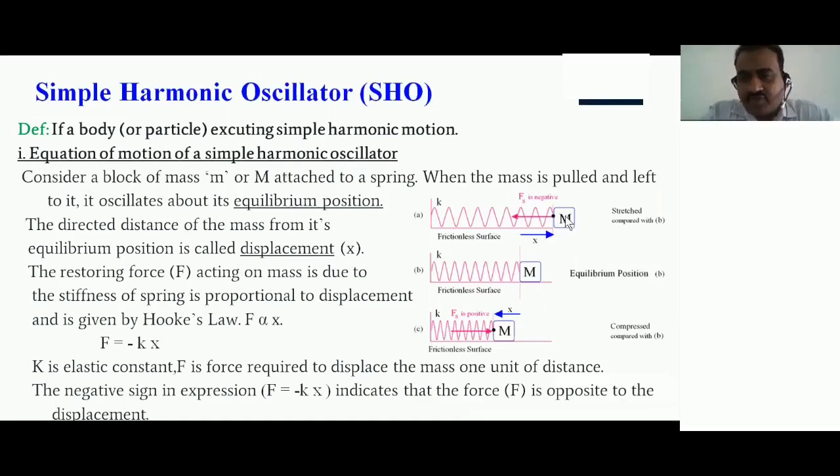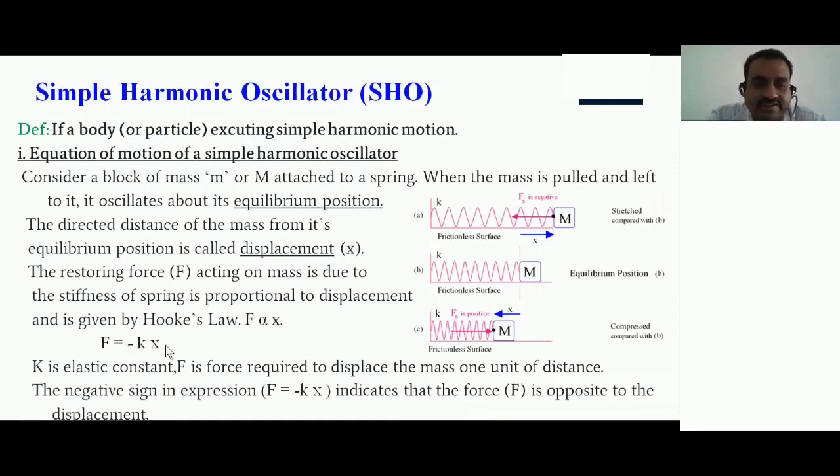Consider a block of mass m attached to a spring. When the mass is pulled and let go, it oscillates about its equilibrium position. This is the equilibrium position. It oscillates due to the restoring force. The restoring force is directly proportional to displacement. You can observe here, from the equilibrium position, this is the stretched displacement, and this is the compressed displacement. This restoring force is directly proportional to displacement and opposite to it.